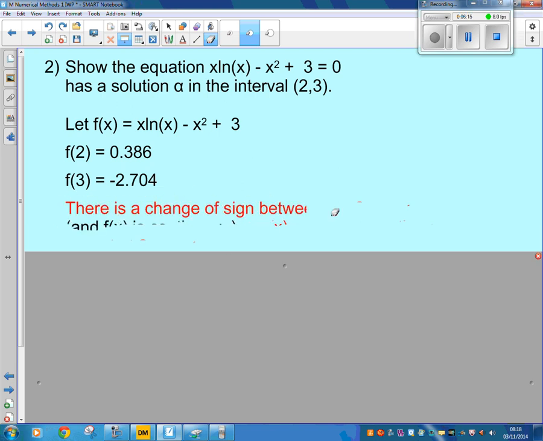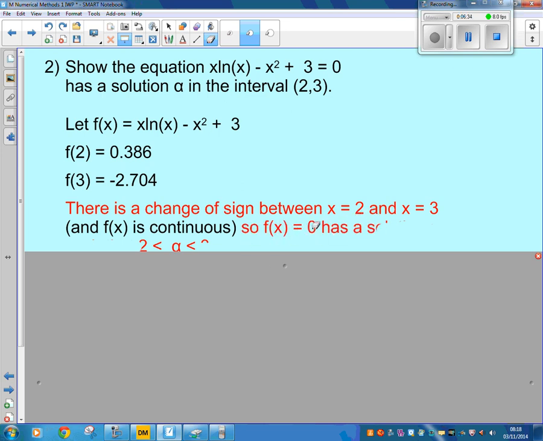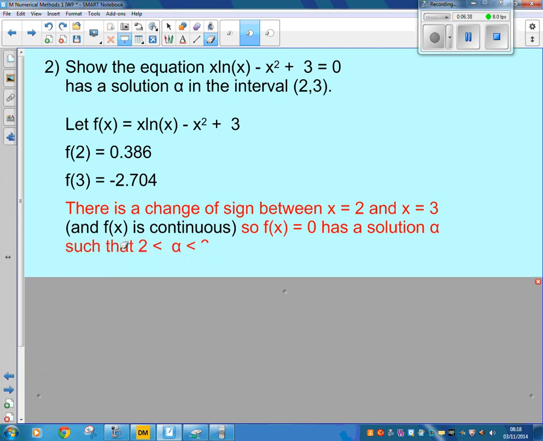There is a change of sign between x equals 2 and x equals 3. You've got to make the statement very precisely. So you've got to say it's between x equals 2 and x equals 3. It's a good idea if you also said f of x is continuous, but that's not needed. So f of x equals 0 has got a solution alpha, and you've now got to put in this inequality.